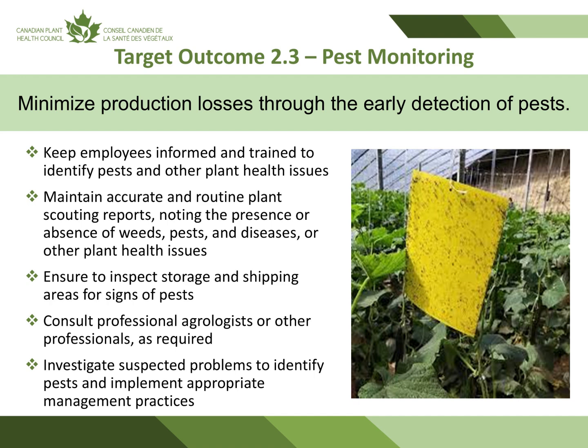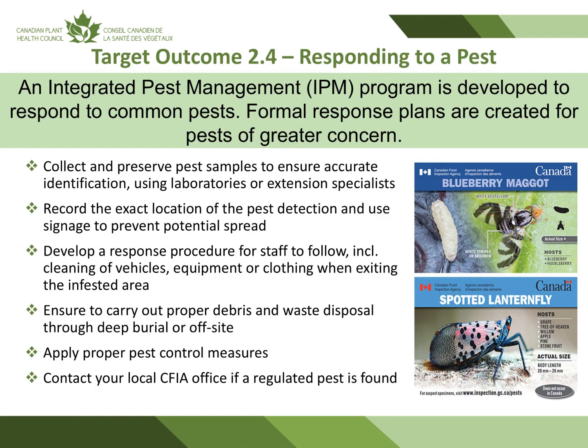When a suspected problem is noticed, take steps to identify and manage the pests. And make sure that employees are informed of the process to report pest detections. Plant health management also includes responding to a pest by having an integrated pest management program in place to control and manage the spread of pests. In some cases, formal response plans may also be needed to facilitate an effective and timely response to pests of greater concern. This will help to minimize production losses.